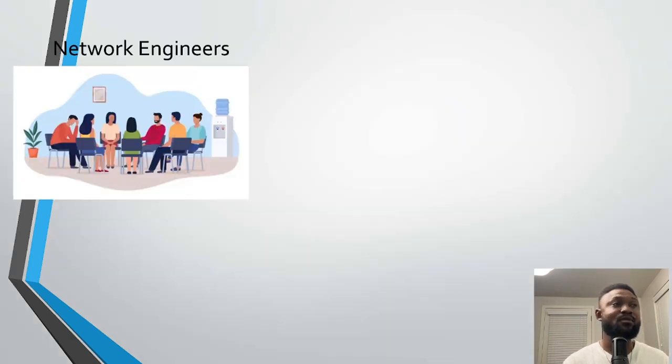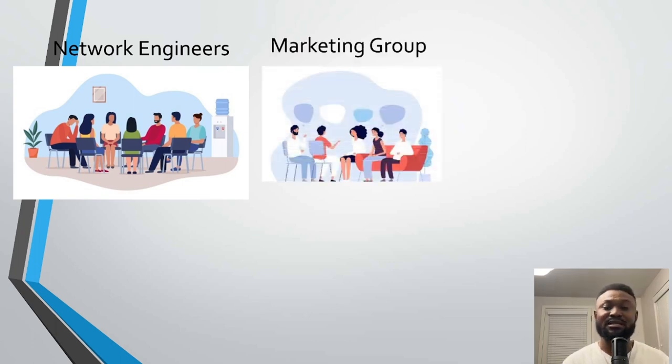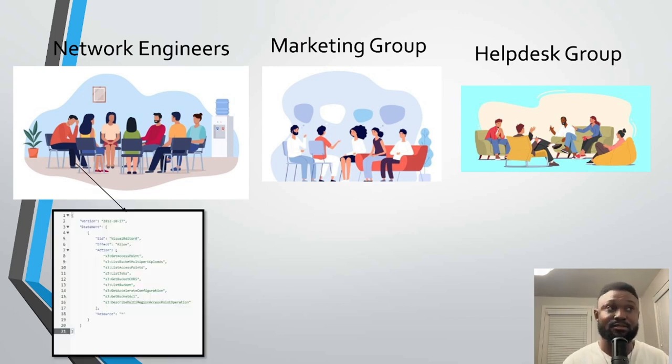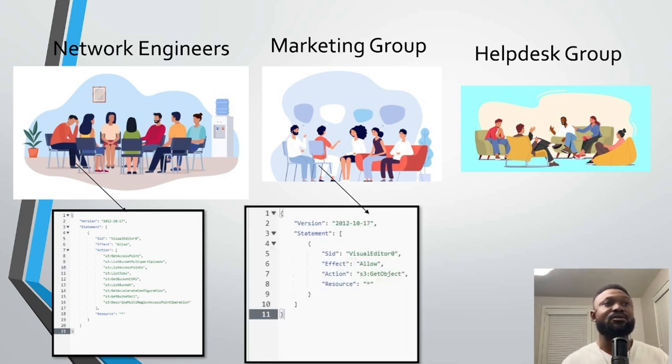So basically, for example, let's say you have the network engineers, and then you also have, let's say, the marketing group, and then you have, let's say, the help desk group. Now each of these groups has its own permissions that they perform in the organization. So you can see that the network engineer group has the S3 bucket permissions policy, so they can go ahead and get access points in S3, list access points, list jobs, get bucket, list bucket.